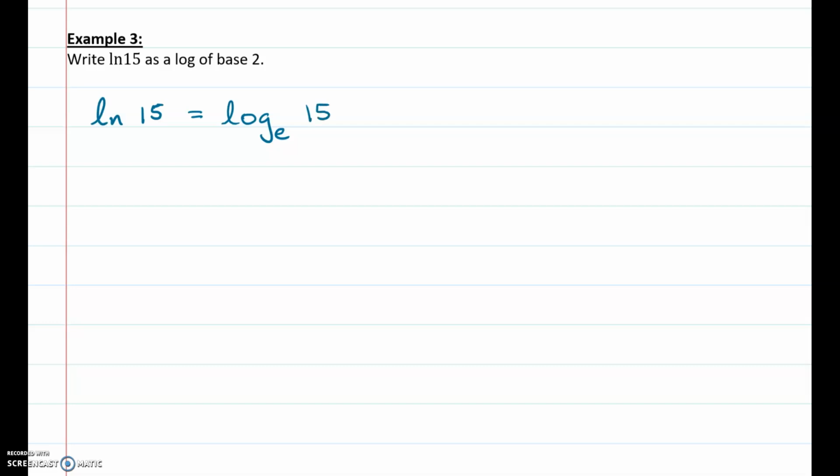Okay, so now if we apply the change of base formula to that, it's going to be the log of the top number, and we want to write this as base 2. Okay, the new log is going to have base 2. The log of the top number divided by the log of the original base. And the original base was e, but our new base is 2.